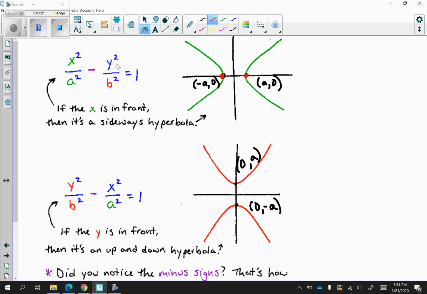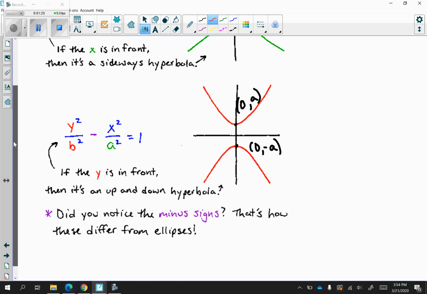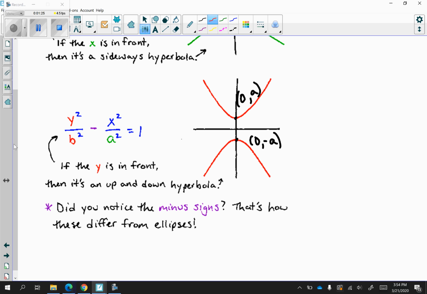Whereas if you have y squared over b squared minus x squared over a squared is equal to 1, the y is positive, which means the hyperbola is on the y-axis. So 0 comma a is one vertex, and 0 comma negative a is the other.